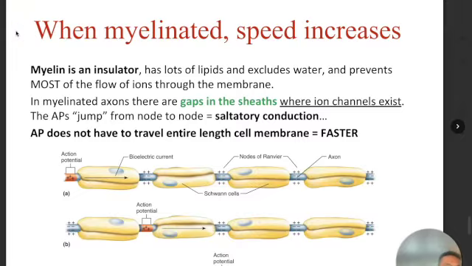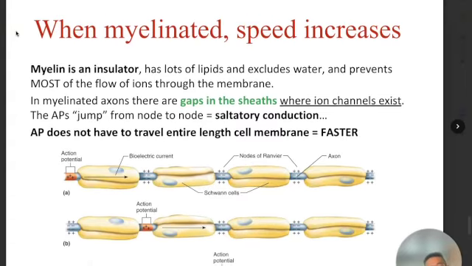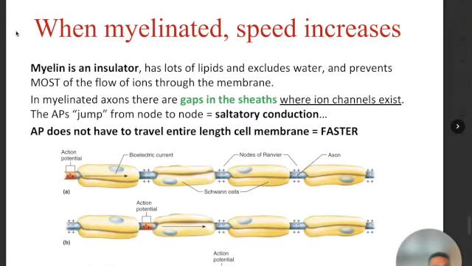So here we can see when an axon is myelinated, the speed increases. Myelin is an insulator, has a lot of lipid, a lot of fat. In a myelinated axon, there are gaps in the sheath. We saw the gaps right here. Remember what they're called?